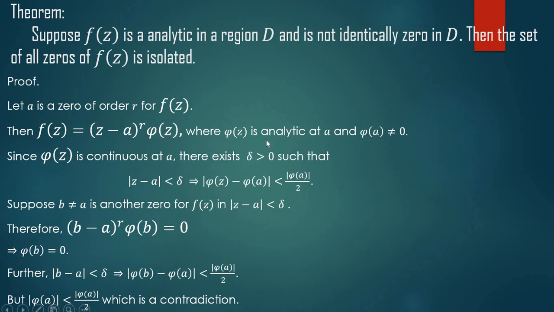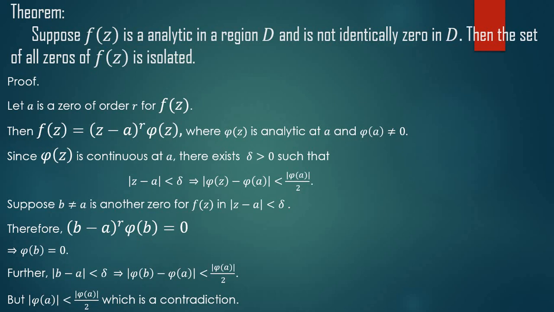Since phi(z) is analytic at a, phi(z) is continuous at a because phi(z) is differentiable at a. Now we use the epsilon delta definition. So there exists a delta greater than 0 such that modulus of (z minus a) less than delta implies modulus of (phi(z) minus phi(a)) less than modulus of phi(a) by 2, for a given epsilon equal to modulus phi(a) by 2.